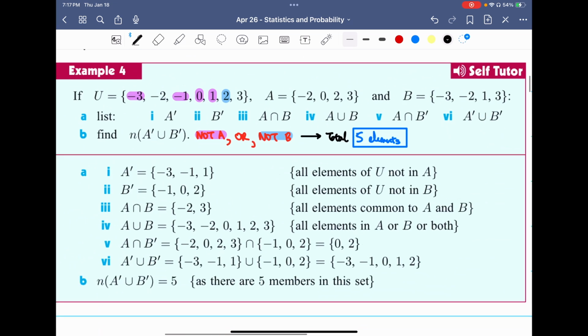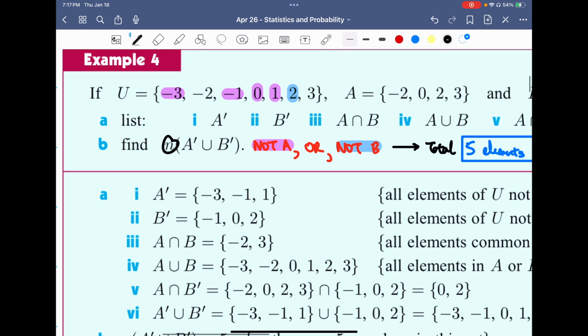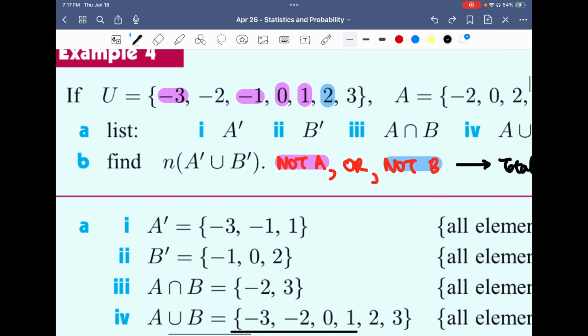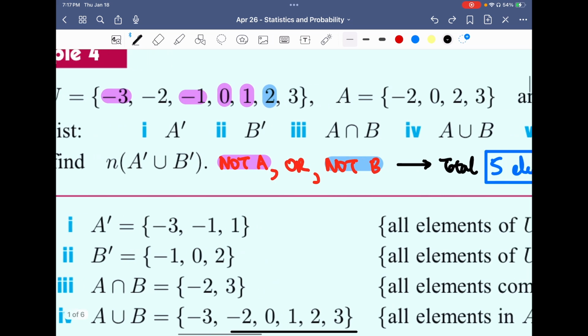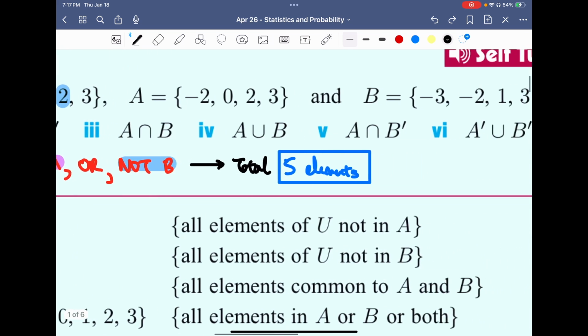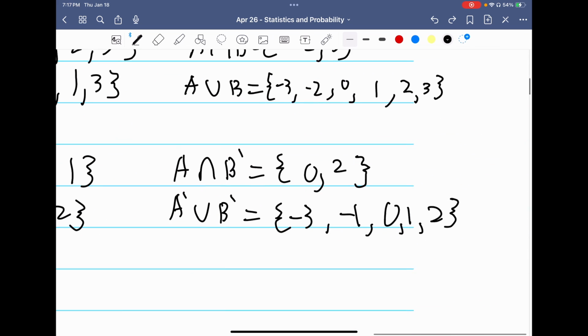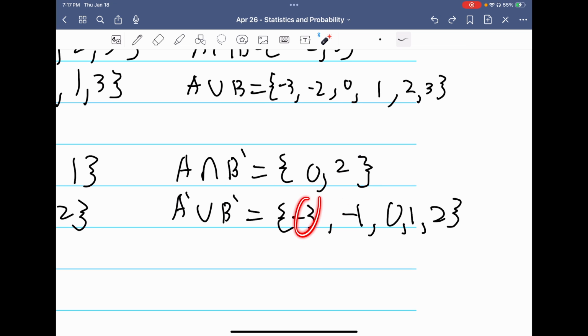Now, finally, we have the question of n. What is the number of elements for A naught union B naught? So in this case, we just have to count, which is 1, 2, 3, 4, 5. So that's going to be 5 elements.